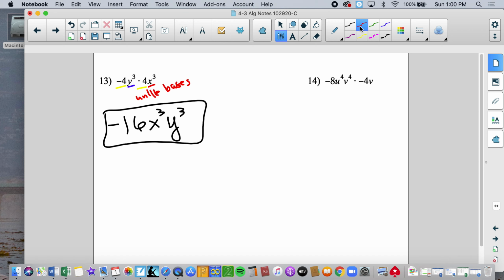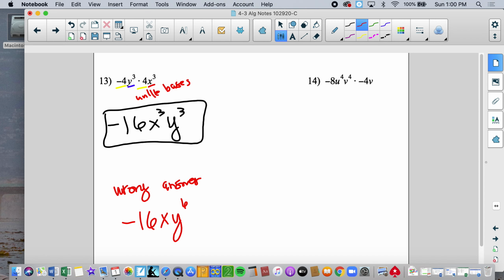You cannot. This is the wrong answer. The wrong answer that most students give here is negative 16xy to the sixth. We cannot combine those exponents because they do not have like bases.